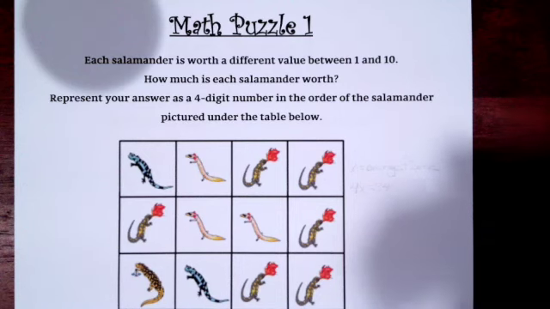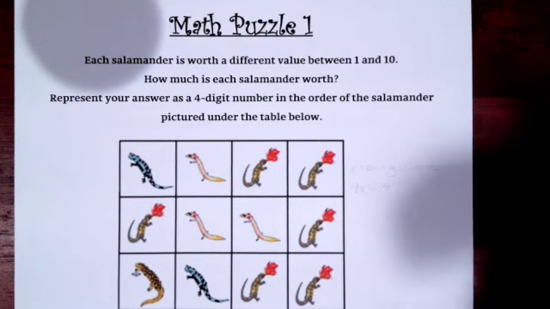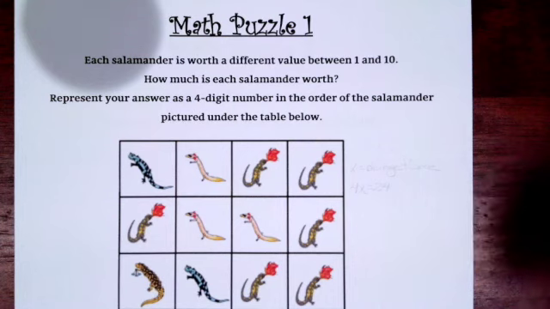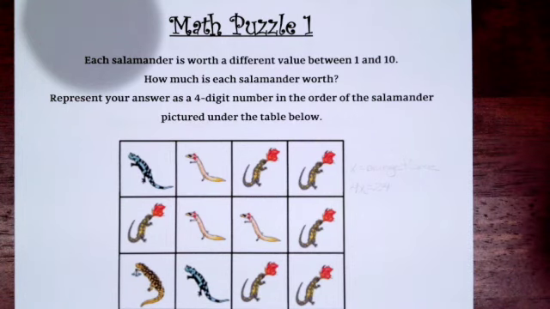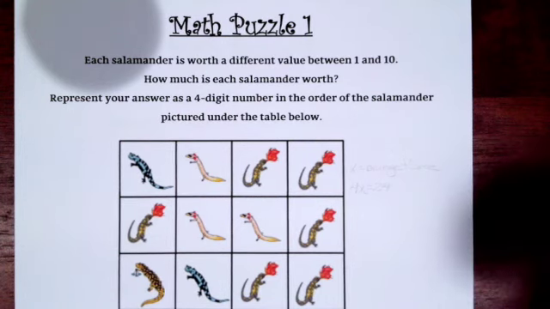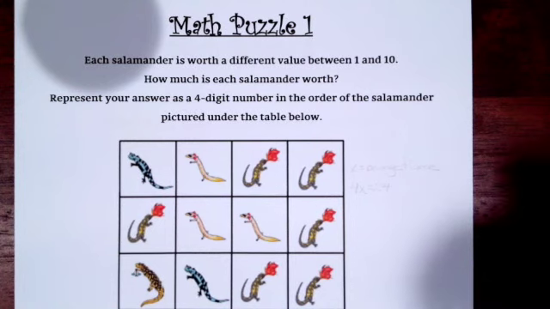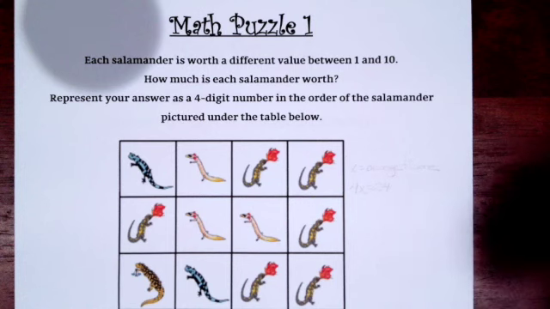Here's your hint. Let's read the problem. Each salamander is worth a different value between 1 and 10. How much is each salamander worth? Represent your answer as a 4-digit number in the order of the salamander pictured under the table below.